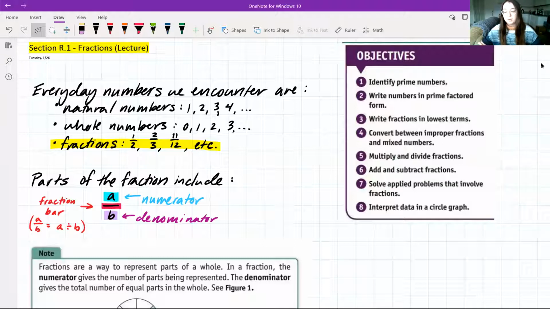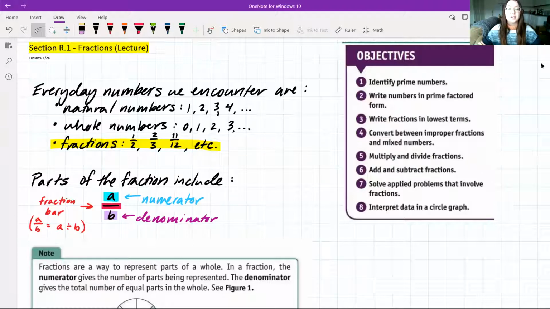Number 1, we want to identify prime numbers. Number 2, we want to write numbers in prime factored form. Number 3, we want to write fractions in lowest terms. Number 4, we want to convert between improper fractions and mixed numbers. Number 5, we're going to multiply and divide fractions. Number 6, we're going to add and subtract fractions.